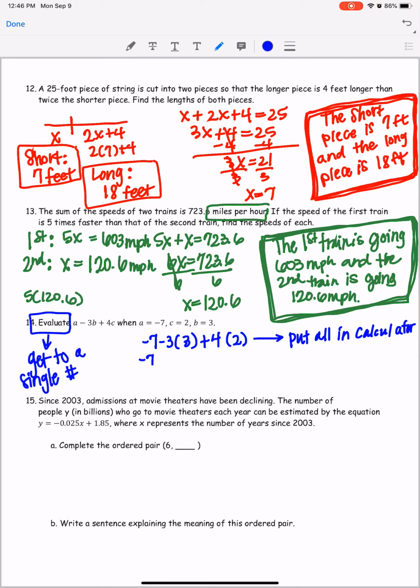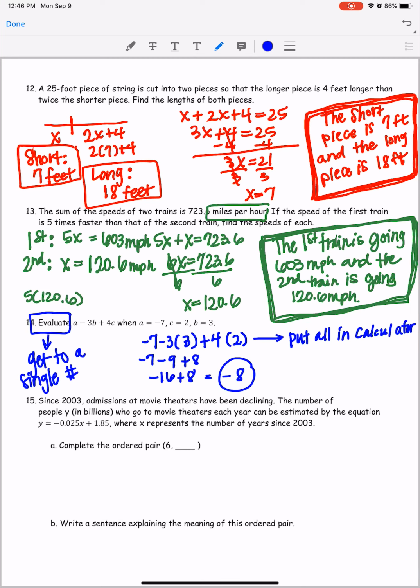We're going to get -7 minus 9 plus 8. -7 minus 9 gives me -16, and -16 plus 8 is going to give me -8. Okay, notice we weren't done here, because none of those got me to a single number answer. You gotta keep going till you get to one number.